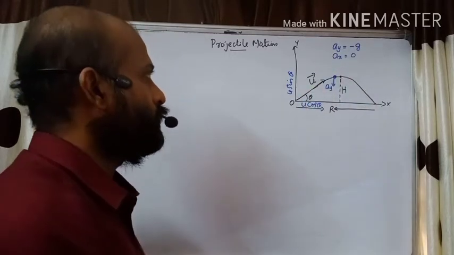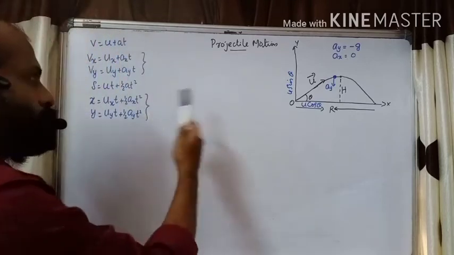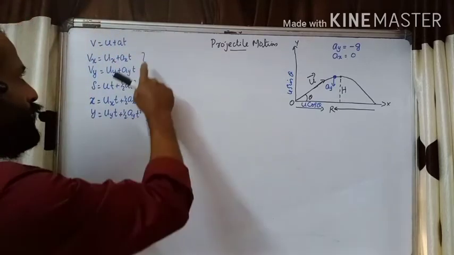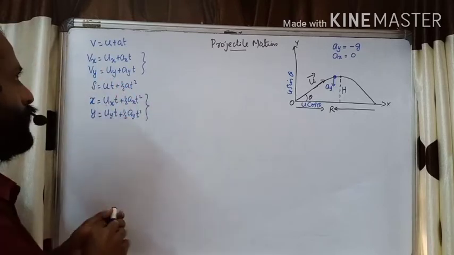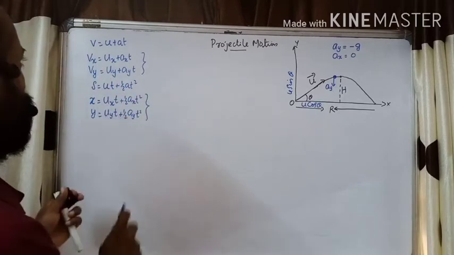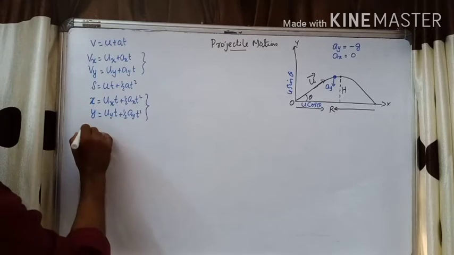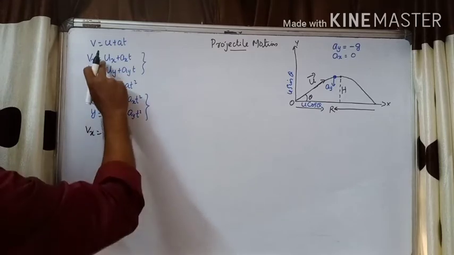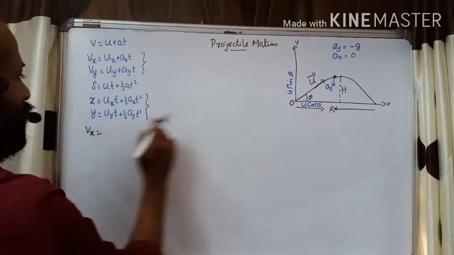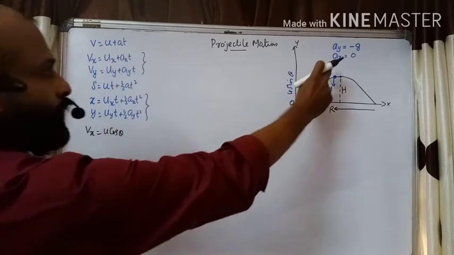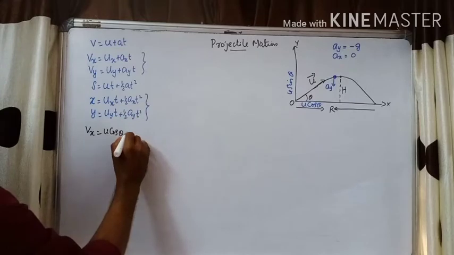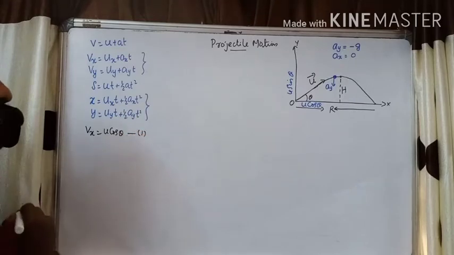Now we will write the equations of motion for this projectile. In these equations we have to make a few modifications. The first equation is Vx. I will modify it: Vx is equal to, what is Ux? Ux is u cos theta. I will write u cos theta, and Ax is equal to 0, so there is no second term. I consider this as equation number 1.